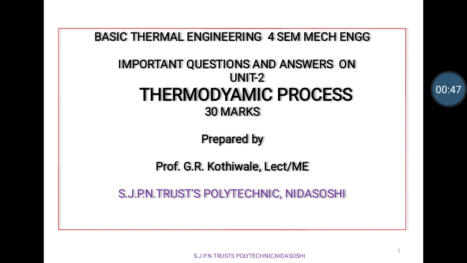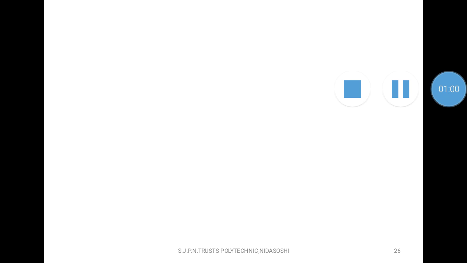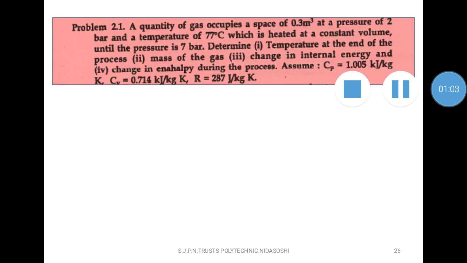So now in this video we will study some of the important problems on that thermodynamic process, which have been asked in previous years. The first problem is: a quantity of gas occupying a space of 0.3 meter cube, at an initial pressure of 2 bar and a temperature of 77 degrees Celsius, is heated at constant volume. So this problem is on the constant volume process.